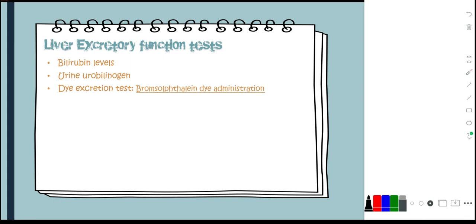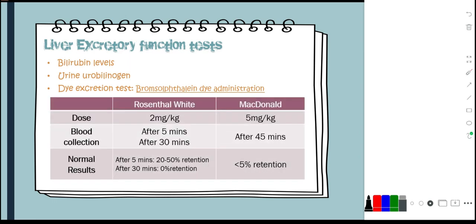So remember, anything that is not needed by the body will be eliminated from it through the actions of the liver. So we are expecting that once the liver senses the presence of bromsulfonane dye, it will just eventually excrete it out of our system. There are two techniques for the bromsulfonane dye administration. We have your Rosenthal White test and your McDonald test.